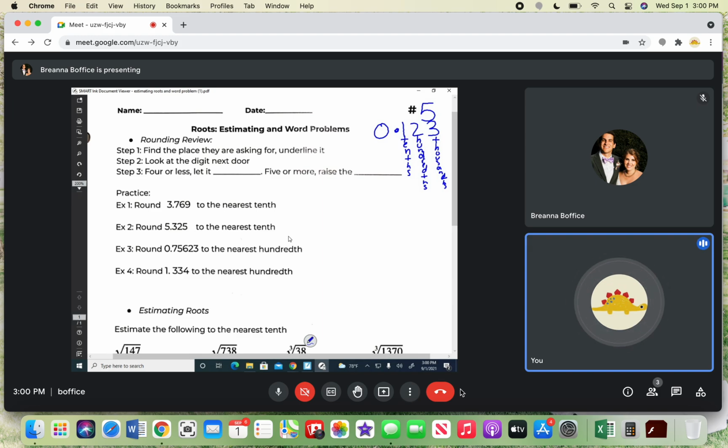So you find the place that they're looking for. You're going to look at its digit next door, its neighbor. If it's 4 or less, you let it rest. If it's 5 or more, you raise the score. So 4, 3, 2, 1, 0, it just stays the same. We don't do anything. If it's 5, 6, 7, 8, 9, we're going to raise the score up 1. So here we go. Let's do some practice.